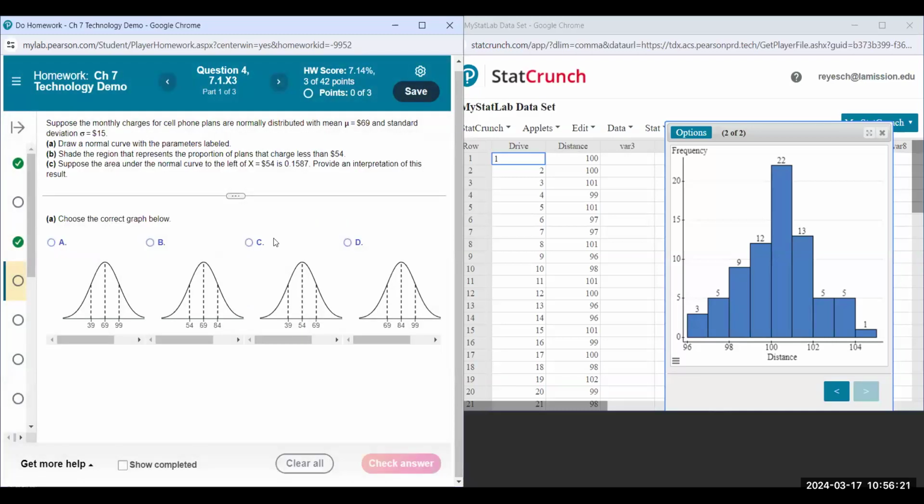Question number 4. Suppose the monthly charges for cell phone plans are normally distributed with the center of 69. And already I can eliminate 2 choices because there's only 2 choices that have a center of 69 and a standard deviation of 15. So I have to see which one increased by 15. So 69 plus 15 is 84. So it's this one here.